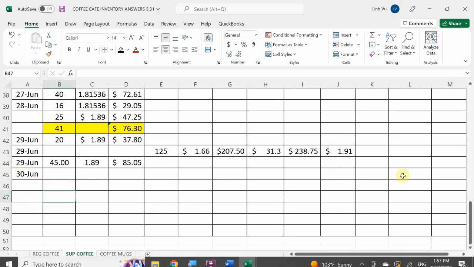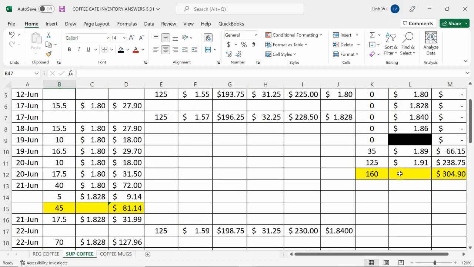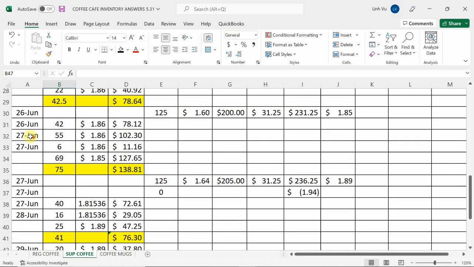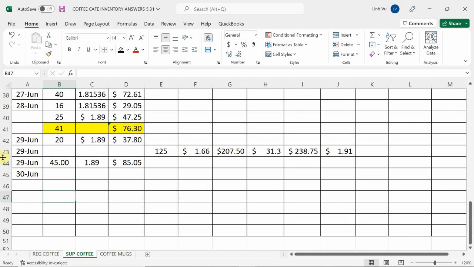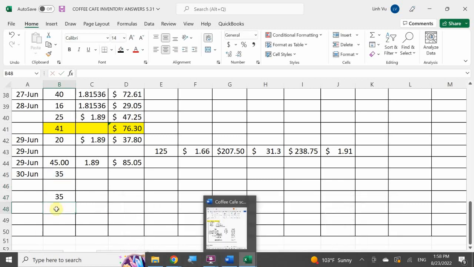I sold how many? 50 pounds. Do I have enough for 50 pounds? No, we need to use two different batches. Okay, so in this case, we have 35 remaining from my previous batch. So how many more do I need to get to 50?